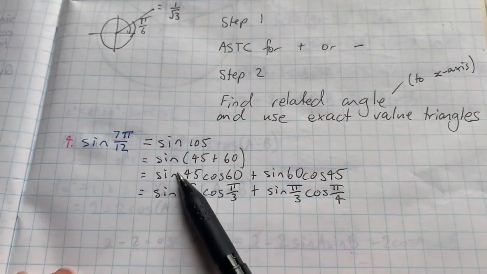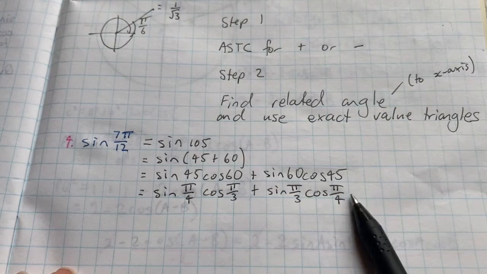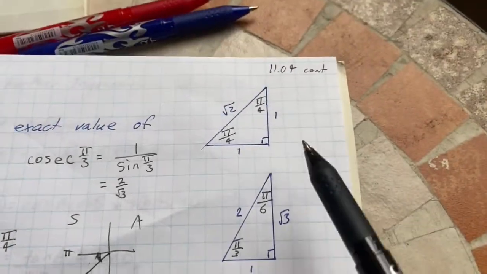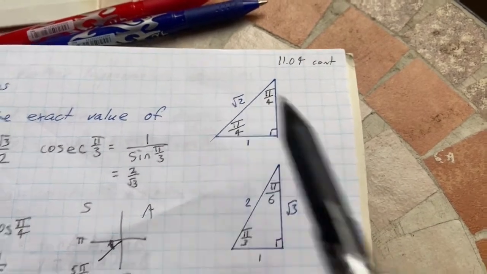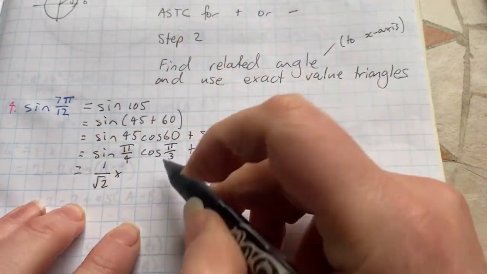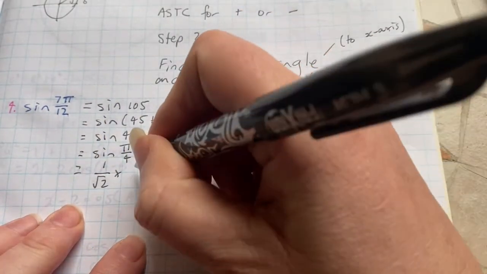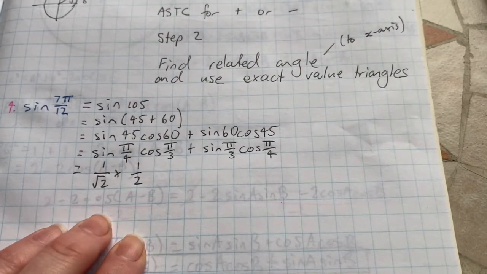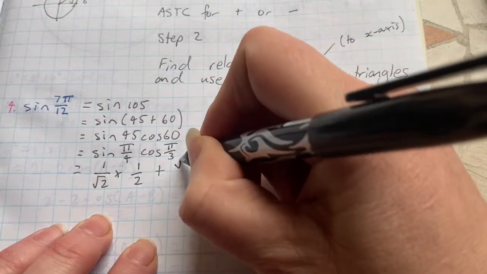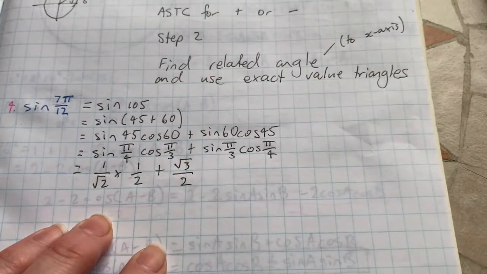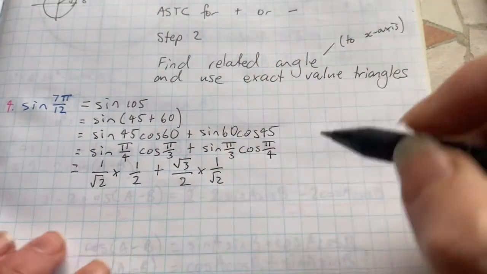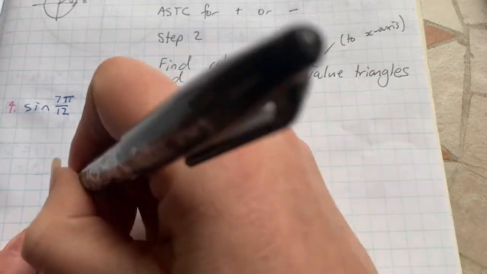Now I know you already know how to do it that way quite well, but I do want to use this. So pi on 4, from that exact value 1, sine is 1 on root 2. So 1 on root 2 multiplied by cos pi on 3, and that's half. You can look at your triangle to check that. Plus sine pi on 3, which is root 3 on 2, times cos pi on 4, which is 1 on root 2. Now the cool thing here is we do have a common denominator.